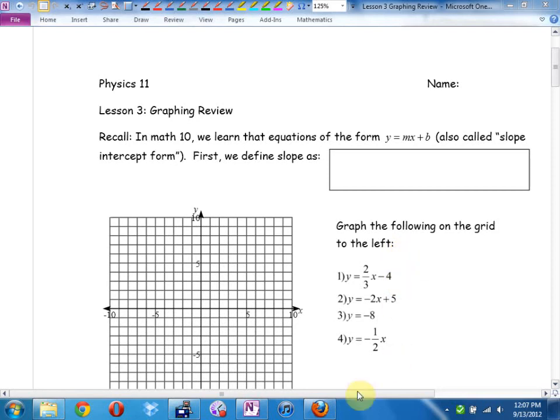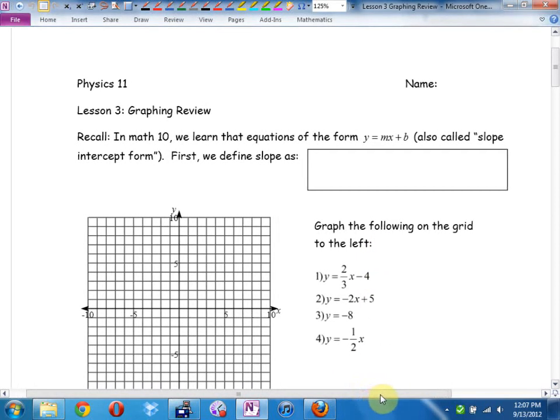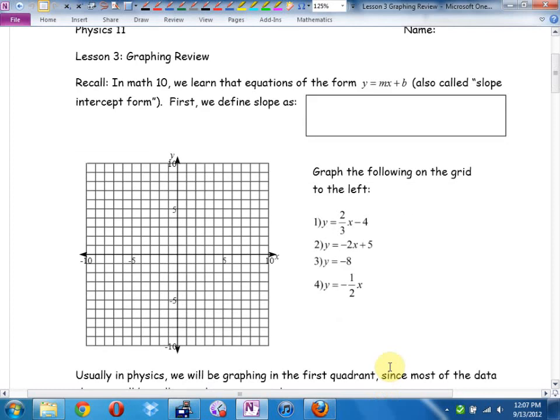It says, recall, in Math 10, we learned that equations of the form y equals mx plus b are also called slope-intercept form. Do you remember how we defined the slope last year? We used 2 words. It was something over something. Okay. So we told you that the slope was the rise over the run.